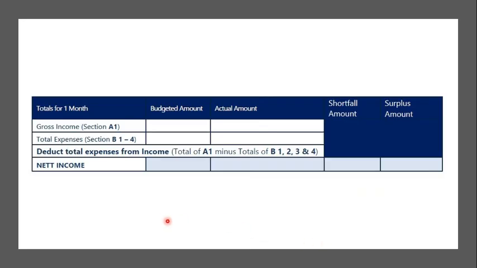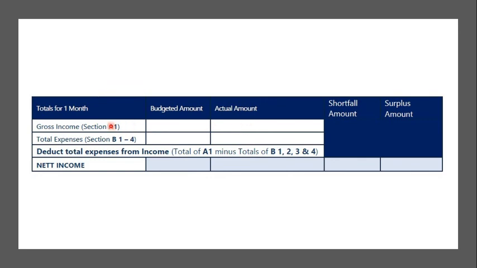If we go to our last slide. Now, remember that I spoke on our first slide about brutto income. So that's gross, not gross, gross. So here, budgeted amount. So section A1, remember the A1. Budgeted amount, we're looking at totals for 1 month. Okay, what did I plan in terms of income? Total expenses means section B1 plus B2 plus B3 plus B4. What was the planned expenses? And then I minus these two from each other to get net income. Net income is what I actually have to live off.